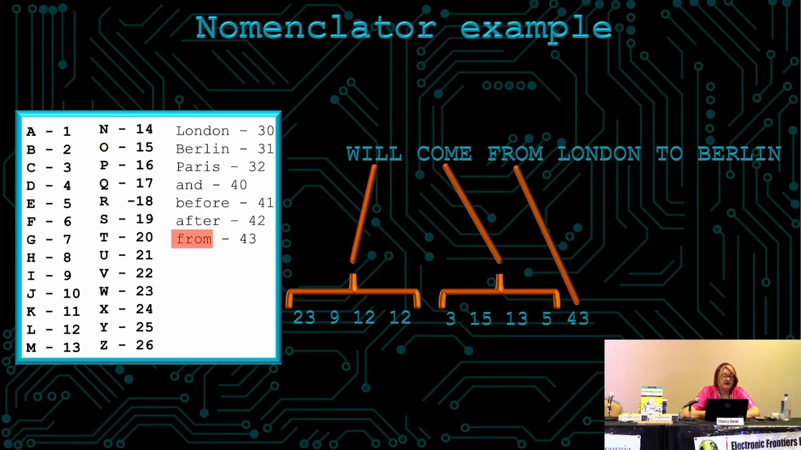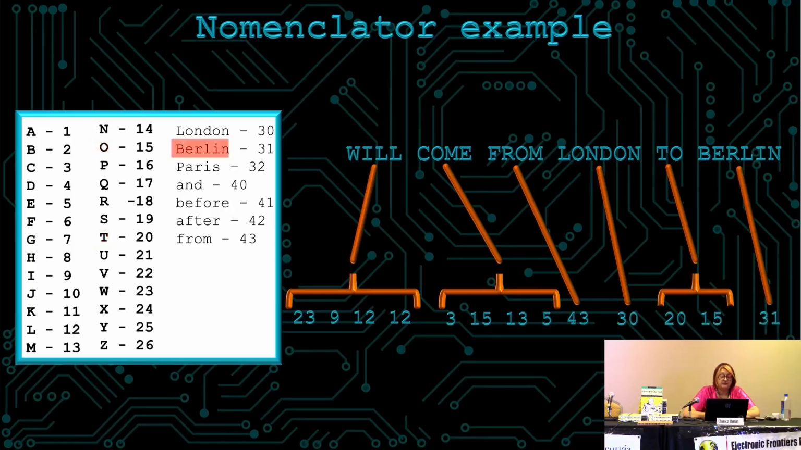Now, "from" is part of our word list. So in this case, "from" can just be the number 43. So you're saving some space. London, same thing, can just be 30. And then "to" we'd spell out, and Berlin we'd use just a pair.